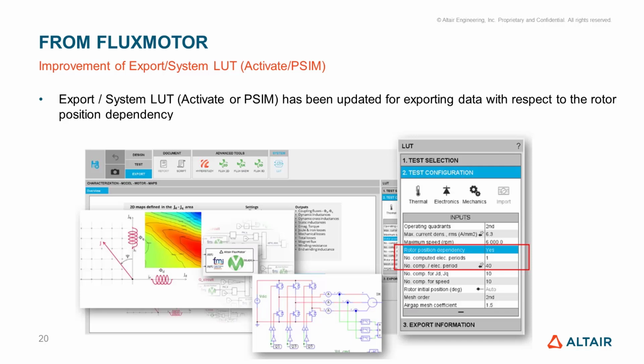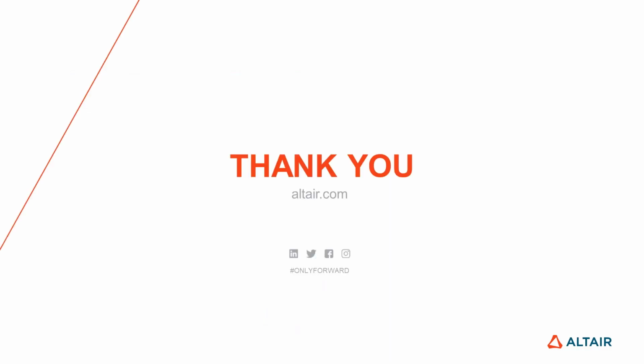The latest information that I want to share with you is about the improvement of the export system lookup table inside Flux Motor. With the latest version, there is another possibility to consider the rotor position or the rotor dependency. As you can see here, from the test configuration, from the inputs, there is a possibility to consider the rotor position. The goal is to make results more accurate. This is the possibility to generate a lookup table from Flux Motor. Thank you for your attention.